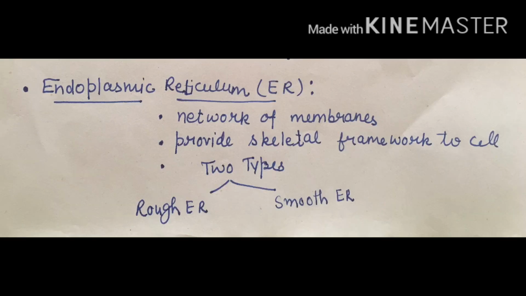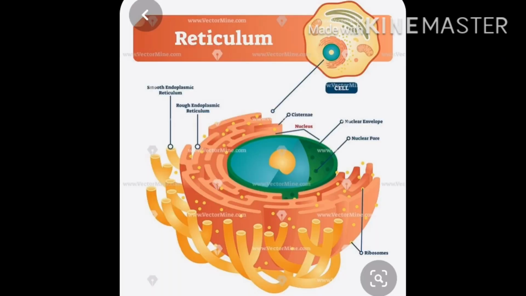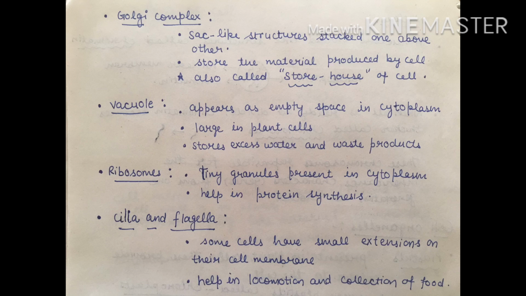So let's move to our next cell organelle, that is ER, also called endoplasmic reticulum. It is a network of membranes and provides a skeletal framework to the cell. There are two types of endoplasmic reticulum. One is rough endoplasmic reticulum, another one is smooth endoplasmic reticulum. You can see here from the diagram, this orange part is rough endoplasmic reticulum and these yellow structures are smooth endoplasmic reticulum.